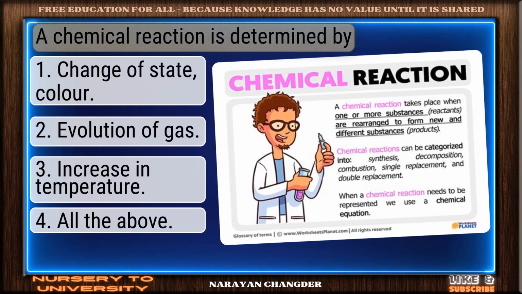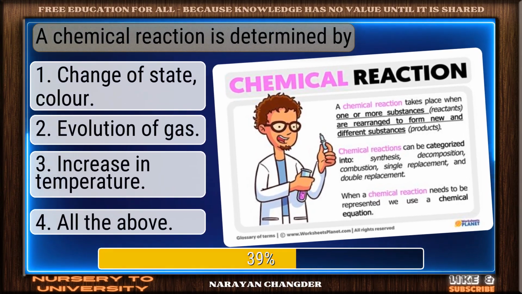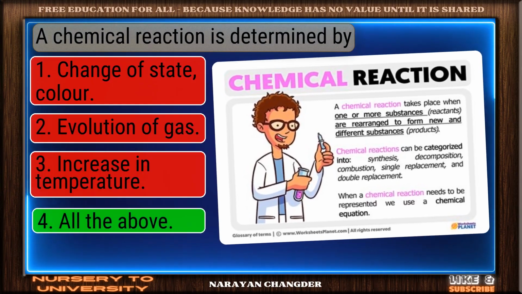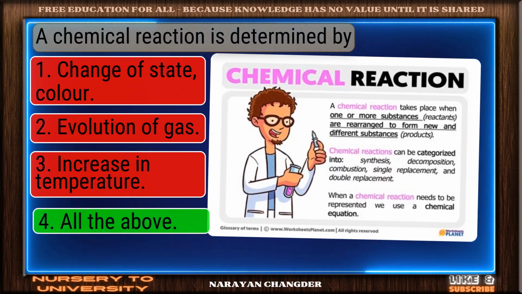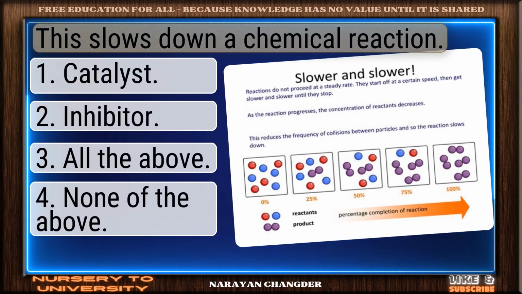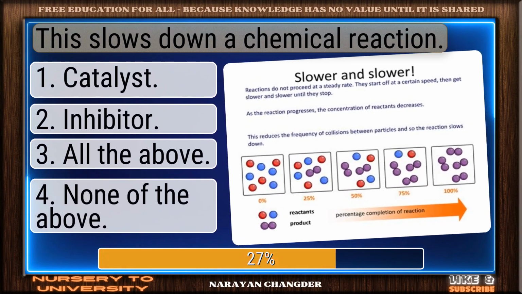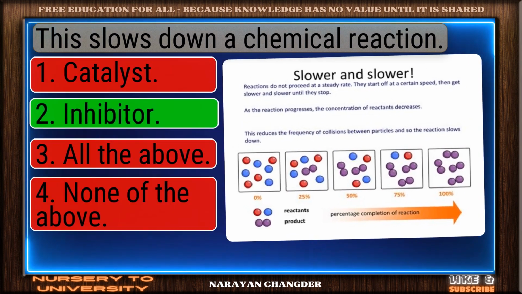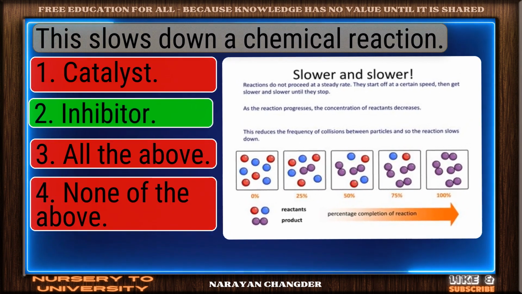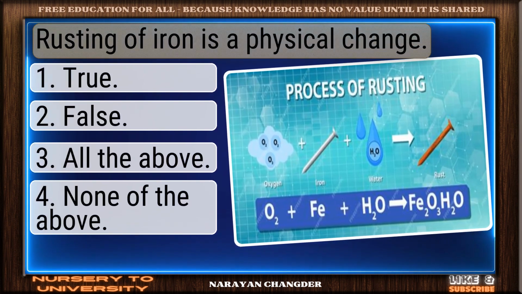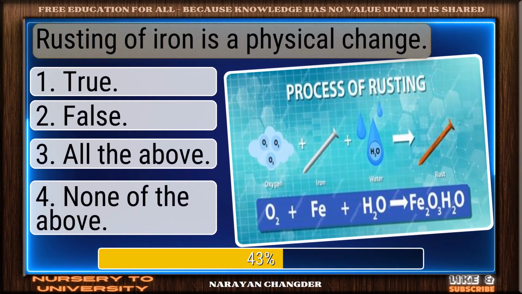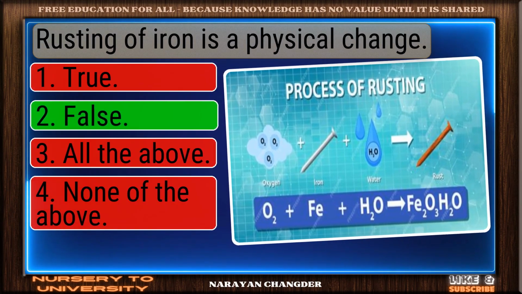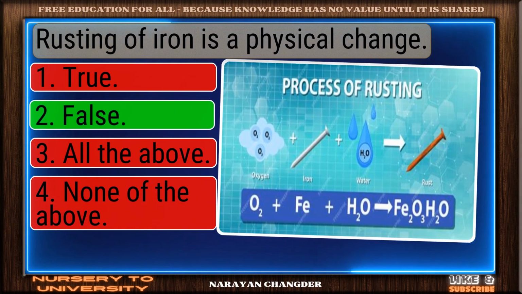A chemical reaction is determined by. Good thinking. All the above is right. This slows down a chemical reaction. You got it. Inhibitor fits. Rusting of iron is a physical change. Right again. False is valid.